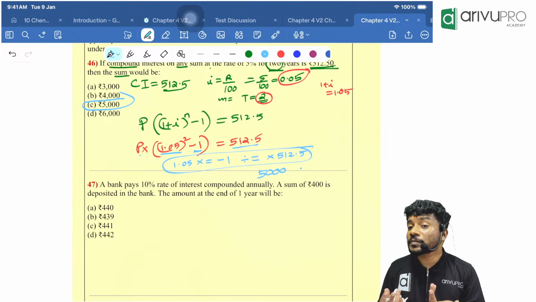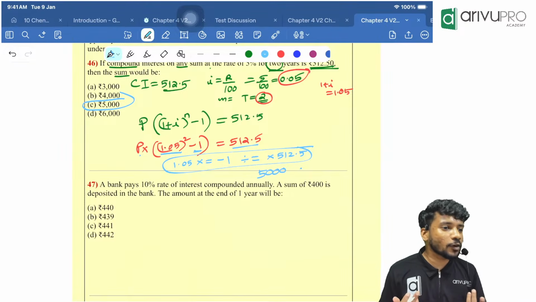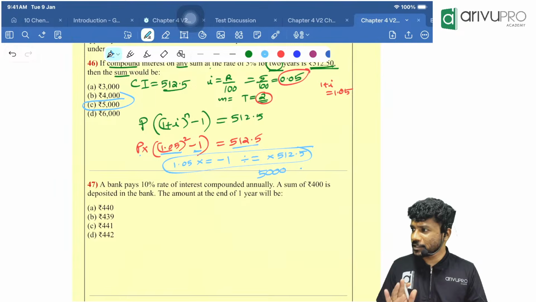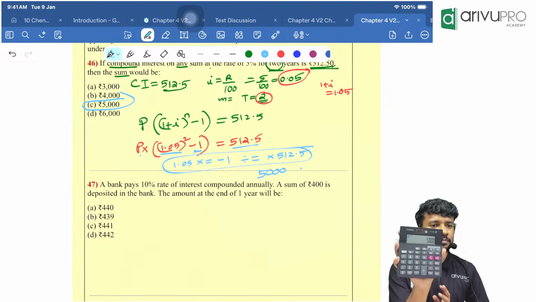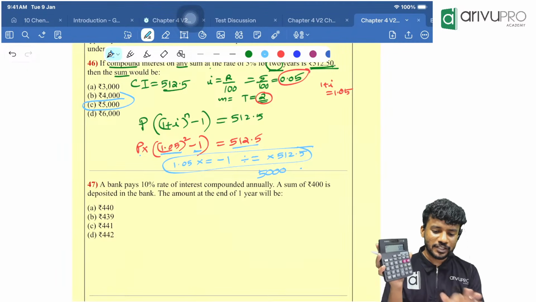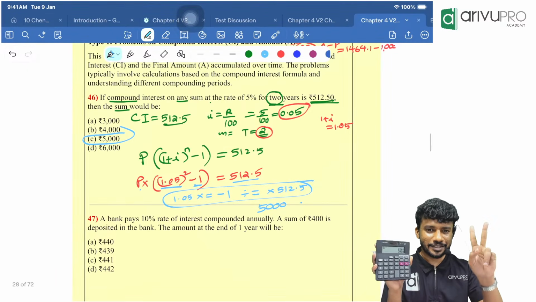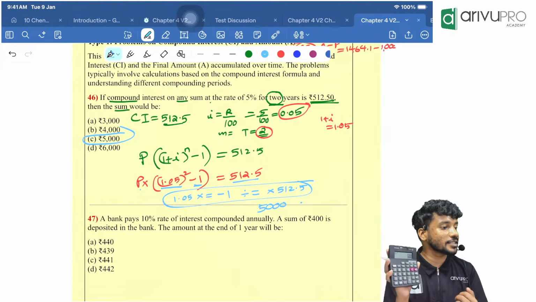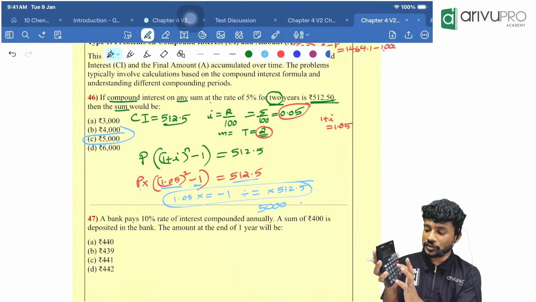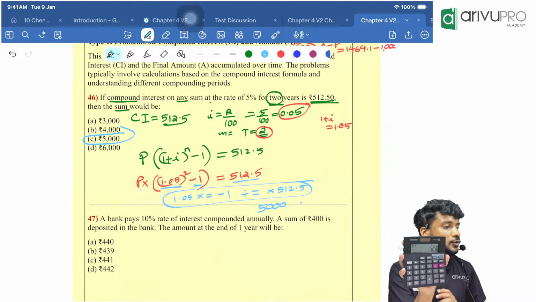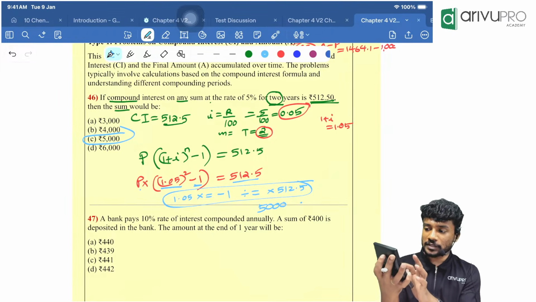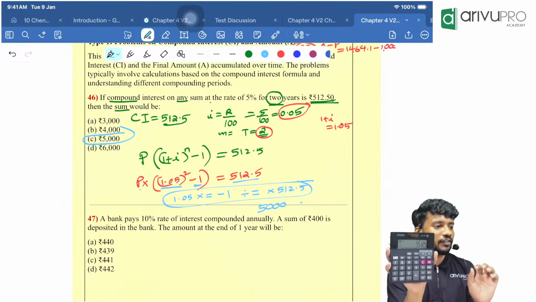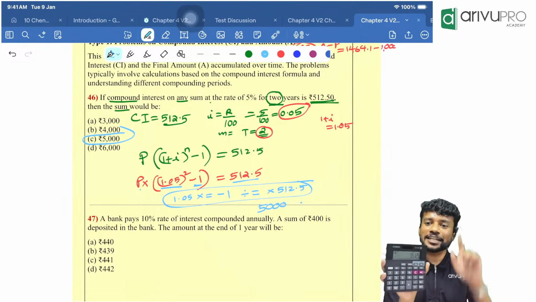Then I will teach you something else also. We can always do option hitting. If 5,000 was my answer for principal, I will take my calculator and type 5,000. For the first year, how many years are there? 2 years. First year, how much increment is there? 5%. Plus 5%. How much did I get? 5,250. Again 5%. How much did you get? 5,512.5. That is my amount.